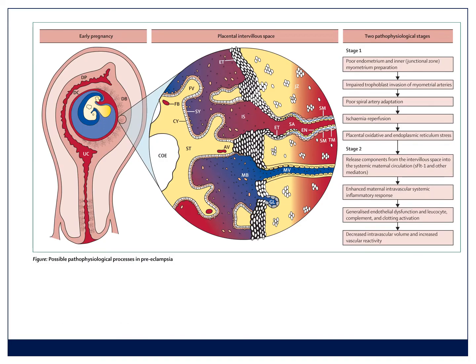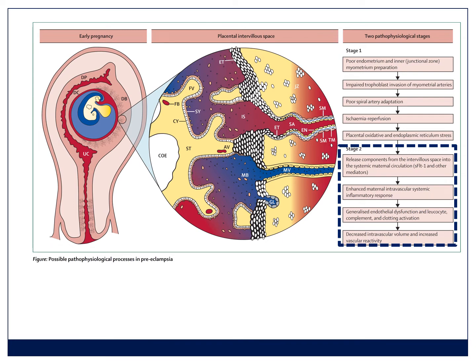Now, I'm not going to go in depth on the pathophysiology. There are several processes which are thought to contribute. One of them is the initial stage 1, where there's impaired trophoblastic invasion of the myometrial arteries. As a result, you get ischemia and reperfusion. This releases a number of vasoactive chemicals into the blood and causes a generalized systemic inflammation, and you get endothelial dysfunction as a hallmark of this condition.